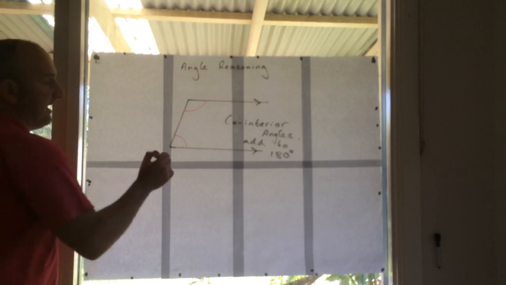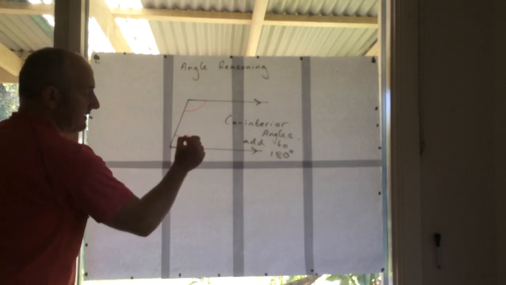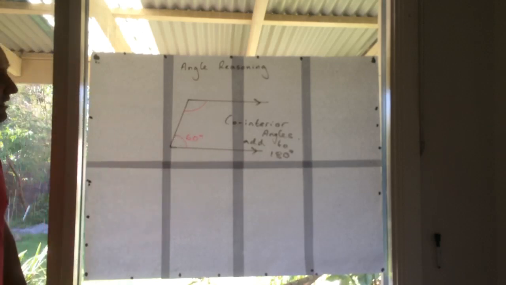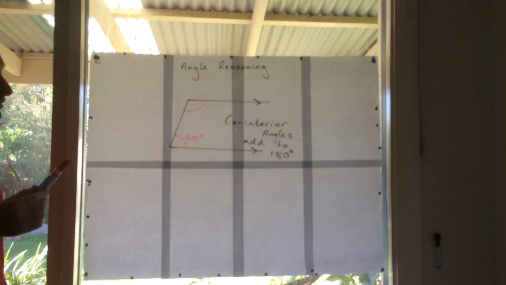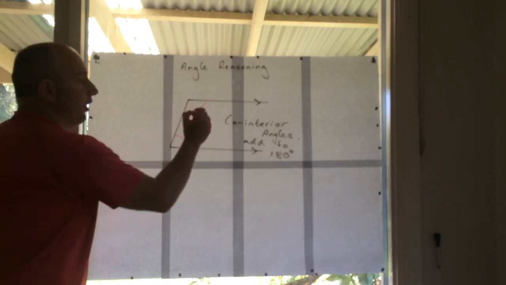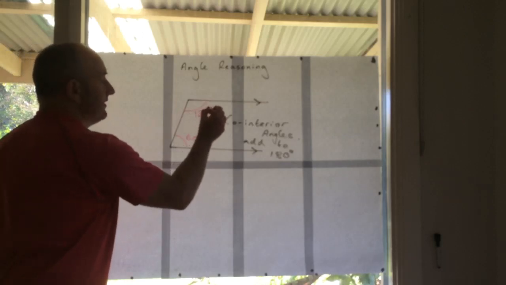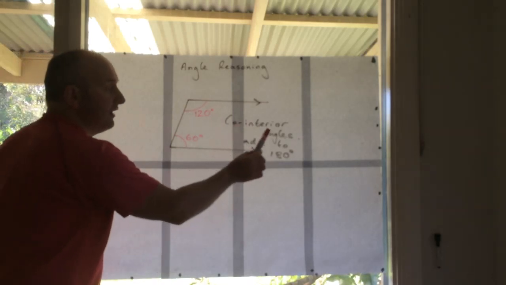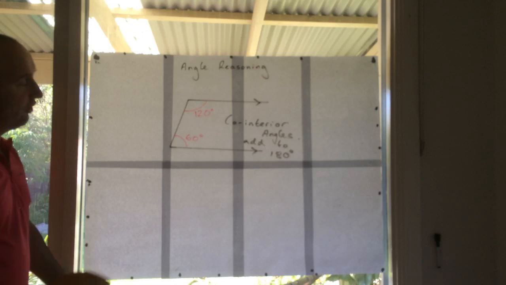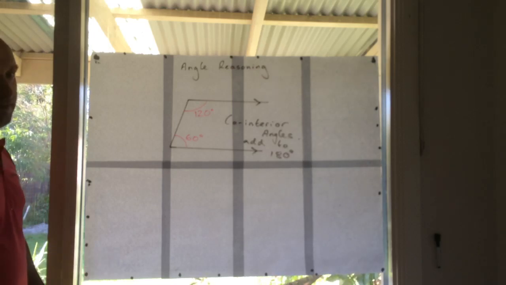So if this angle here is 60 degrees, that means that this angle here must be 120 degrees, because they are co-interior angles and they always add up to 180 degrees. Okay, thank you.